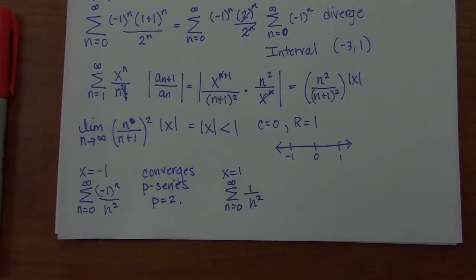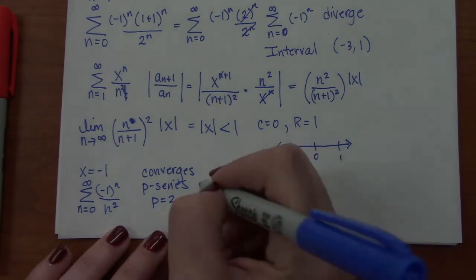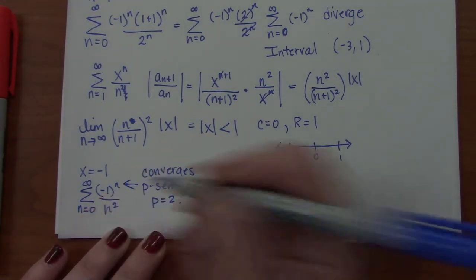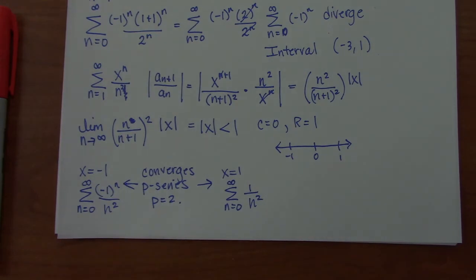Well, that's even easier because +1 raised to any power, right? So there it is again. So on one end, we got an alternating p-series. On the other end, we got the regular version of the p-series. So this converges as well. So you don't have to write it again. You can just say that works for both, right?